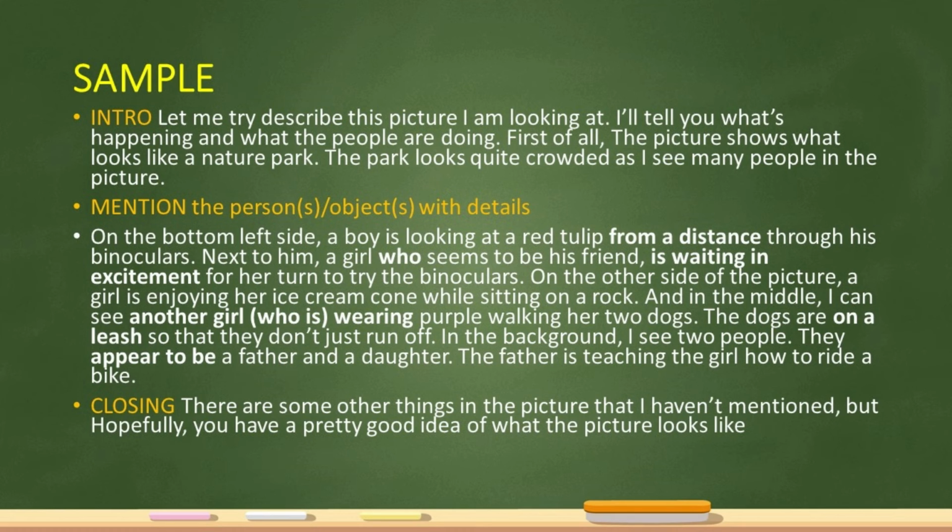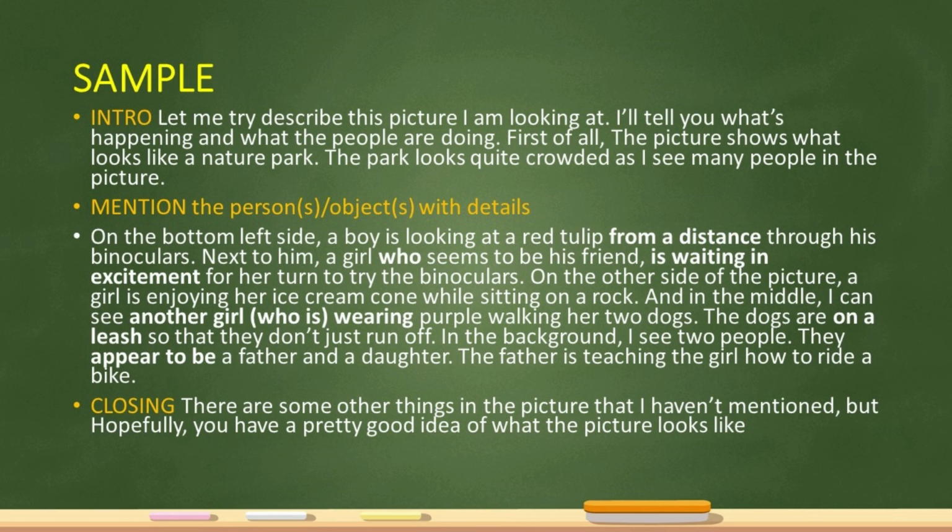Let me try to describe the picture I'm looking at. I'll tell you what's happening and what the people are doing. First of all, the picture shows what looks like a nature park. The park looks quite crowded as I see many people in the picture. On the bottom left side, a boy is looking at a red tulip from a distance through his binoculars. Next to him, a girl who seems to be his friend is waiting in excitement for her turn to try the binoculars. On the other side of the picture, a girl is enjoying her ice cream cone while sitting on a rock. And in the middle, I can see another girl wearing purple walking her 2 dogs. The dogs are on a leash so that they don't just run off from the owner.